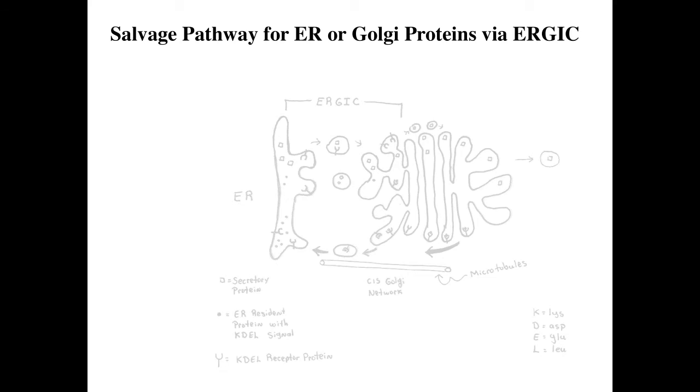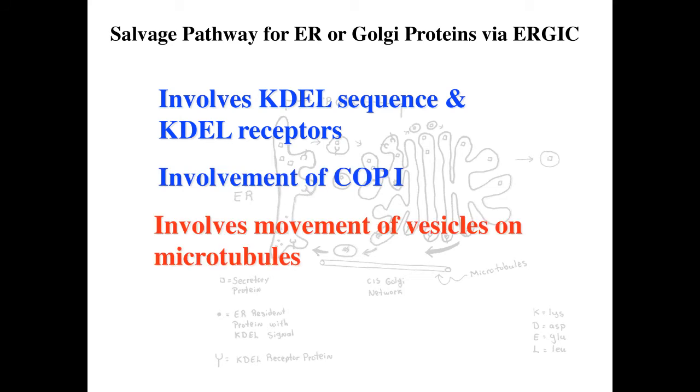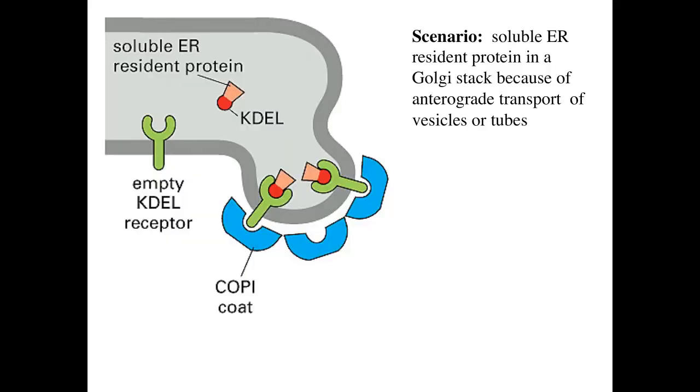And so what we've come to understand, there's a salvage pathway for the ER or for Golgi proteins that relates to the compartment called the ER Golgi Intermediate Compartment. And we know now this involves KDEL sequences and KDEL receptors. We know that it involves COPI proteins. We know it involves movement of vesicles on microtubules, and we're pretty sure that there's likely to be a little bit of a pH gradient in the vesicles. So here is the scenario that's established. You have a soluble ER resident protein. This is a protein that should be in the ER, but it's in a Golgi stack because of anterograde transport of vesicles or tubes.